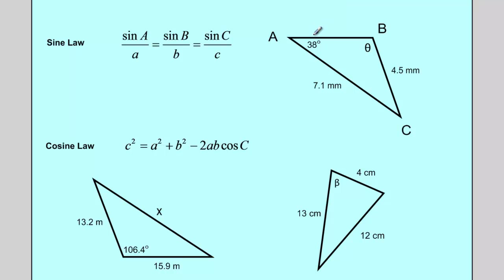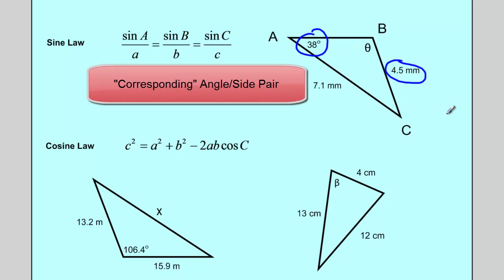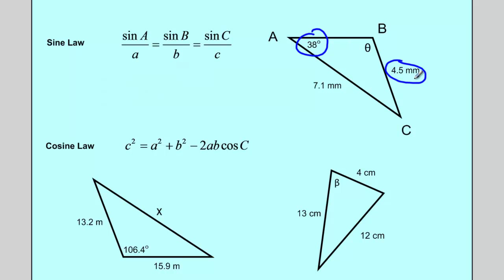So when I'm given an angle such as this 38 degrees right here, and I'm also given a side that is across from that angle, so this 4.5 millimeters, we say that those two things are a corresponding angle-side pair. And when we have an angle and its corresponding side given to us in a triangle, we can use the sine law.